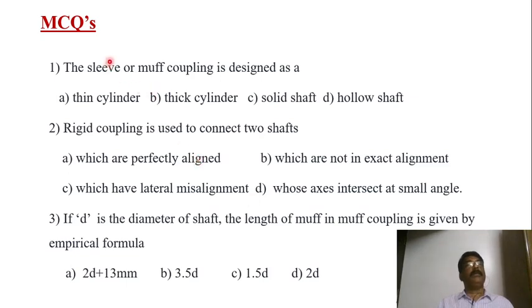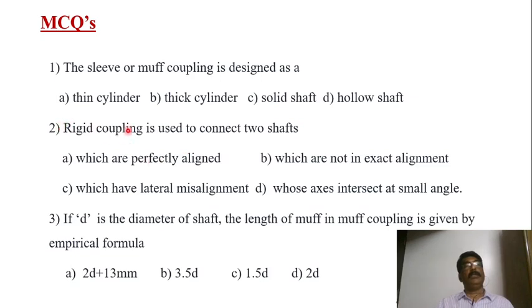Now coming to some of the multiple choice questions. The first one: the sleeve or muff coupling is designed as a thin cylinder, thick cylinder, solid shaft, or hollow shaft. So the answer here is hollow shaft, because the muff is nothing but a hollow cylinder, it is considered as a hollow shaft. Therefore, the sleeve or muff coupling is designed as a hollow shaft.